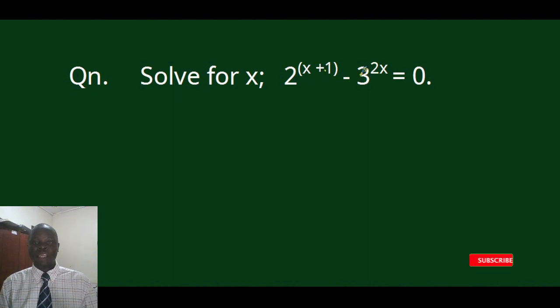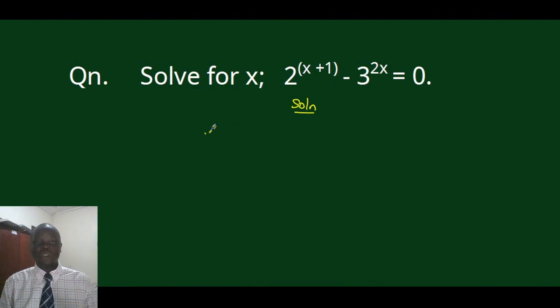Our main target here is to make sure that we isolate x in one location. For now, it is in two locations, in the first term and the second term. And how do you do that? It's very easy. What we have to do is look at these bases. Since the bases are different, we have to take this base to the right hand side.